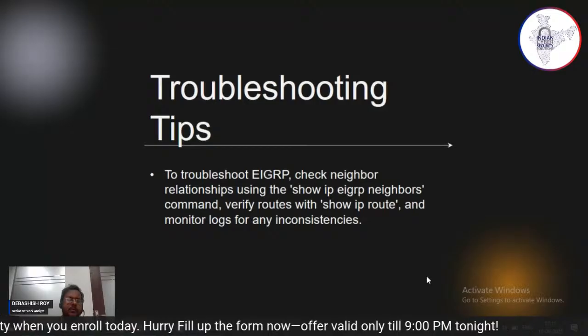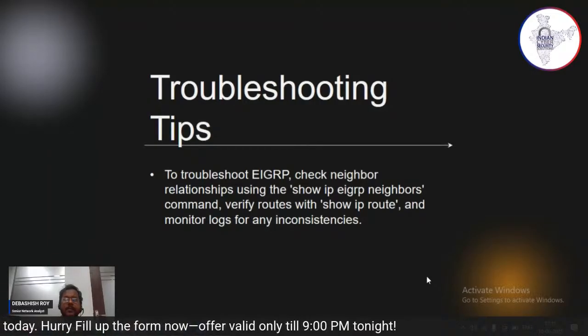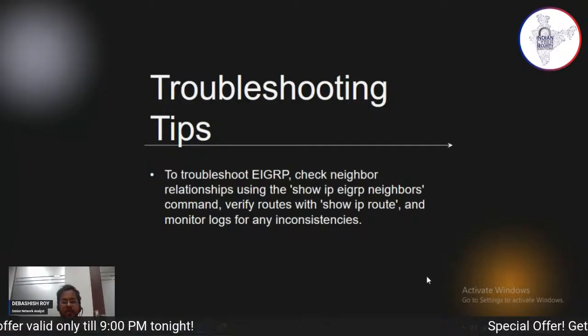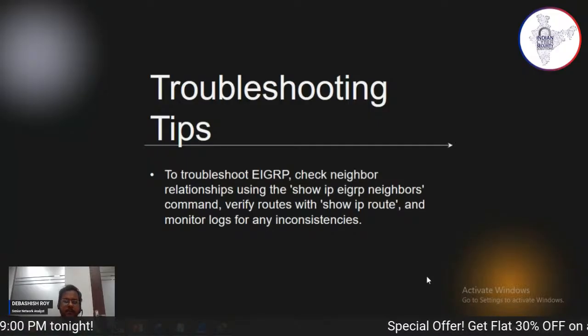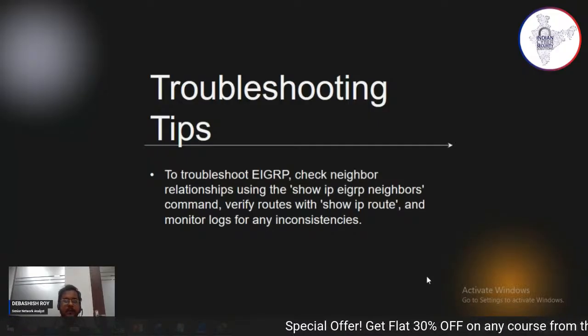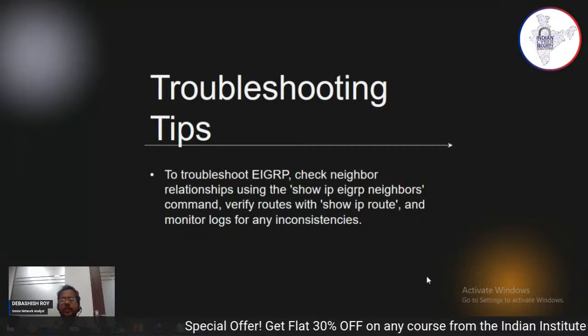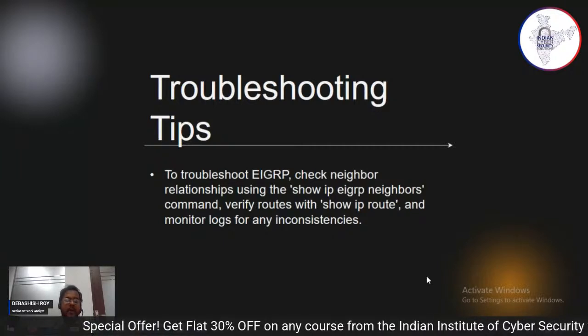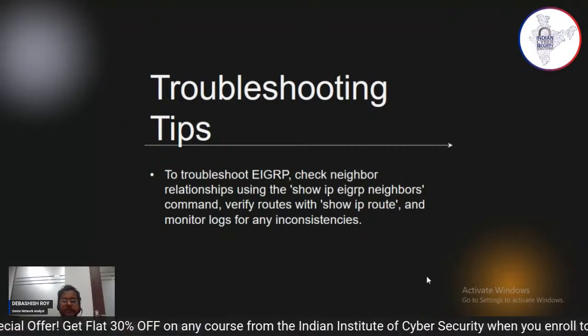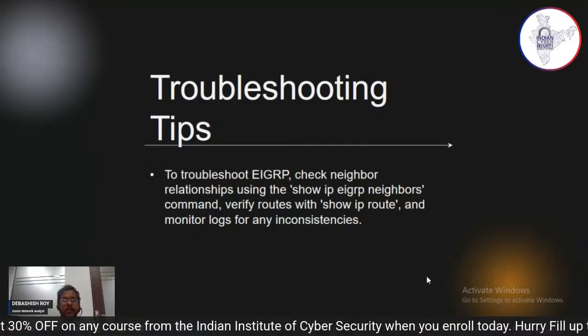Then what about the troubleshooting tips? To troubleshoot EIGRP, check neighbor relationships using the show ip eigrp neighbors command. If you find that it hasn't formed a neighbor relationship with the neighbors, just find it and troubleshoot it using the show ip eigrp neighbors command. Verify routes with show ip route, and monitor logs for any inconsistency.